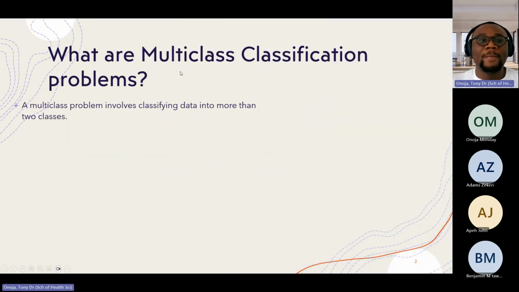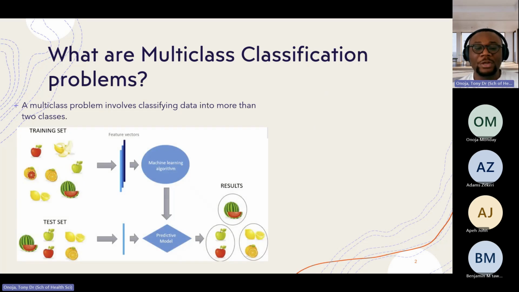Okay, so what is a multi-class classification problem? It's simply like the name, multi. It means it's a problem that involves classifying more than two class instances. So remember the first one we've been looking at is binary, which is a true or a false, a yes or a no, and all that.